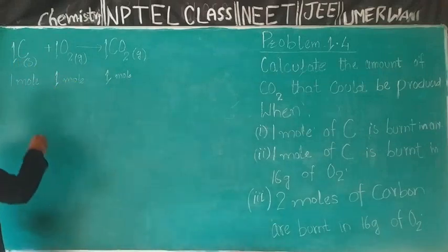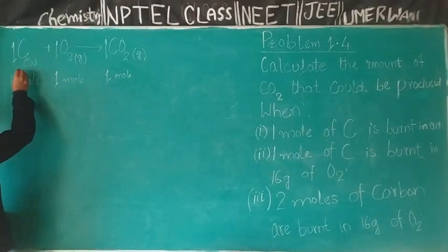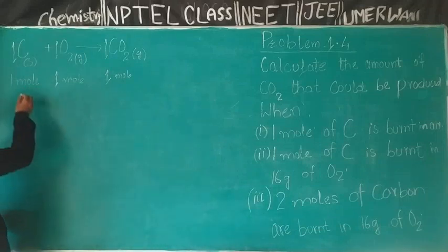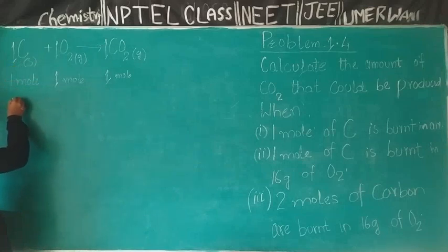And you know that carbon is an element, and the mass of its 1 mole is equal to its gram atomic mass, which we call molar mass, and the gram atomic mass of carbon is 12 grams.